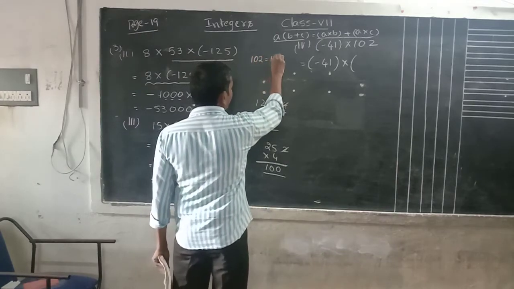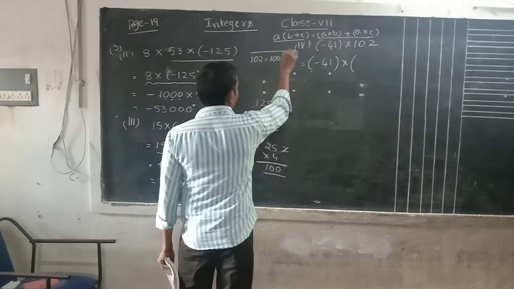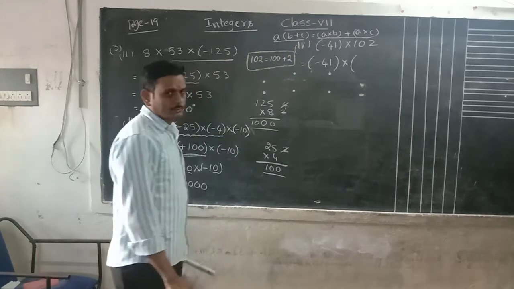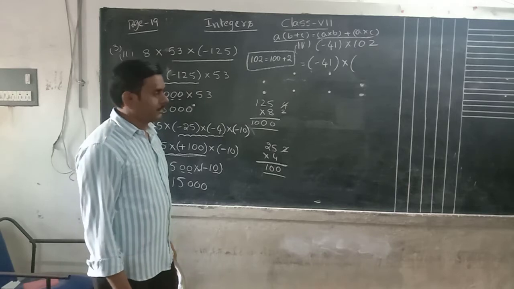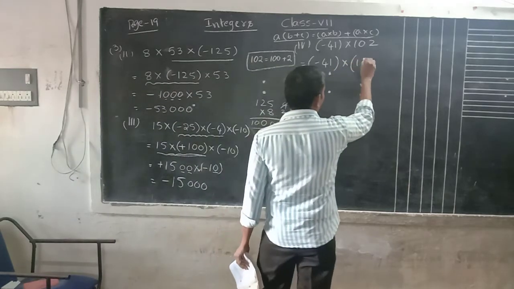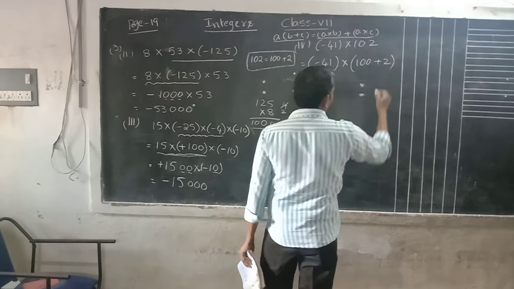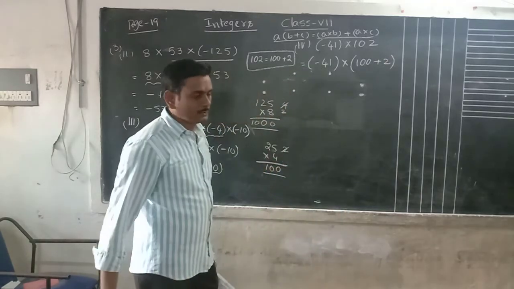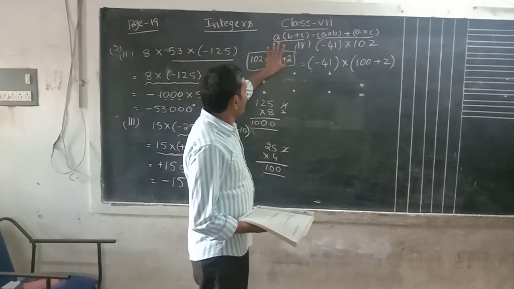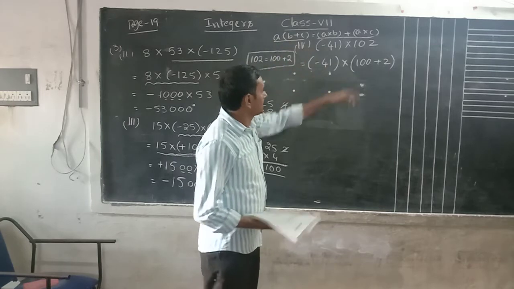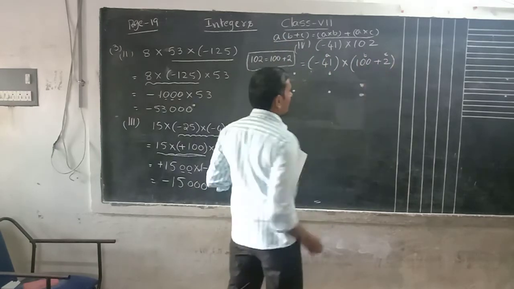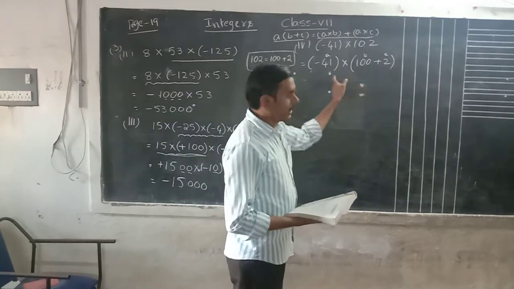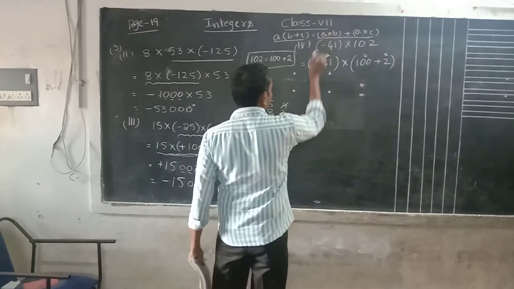102 we can write as 100 plus 2. 100 plus 2, how much is it? 102. So I want to write this as 100 plus 2. Now it is in the form A into (B plus C). That means this is the A form, this is the B form, this is the C form. A into B plus C. Now we can extend like this.